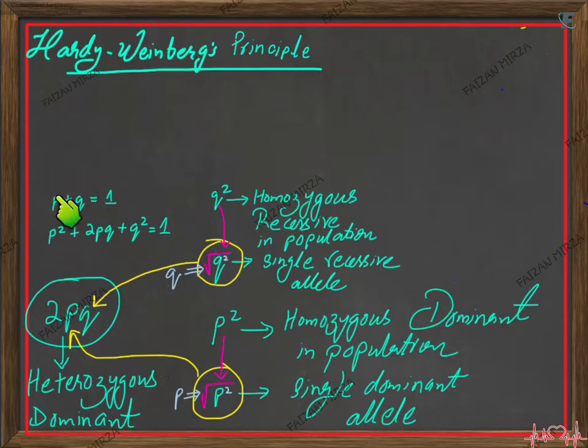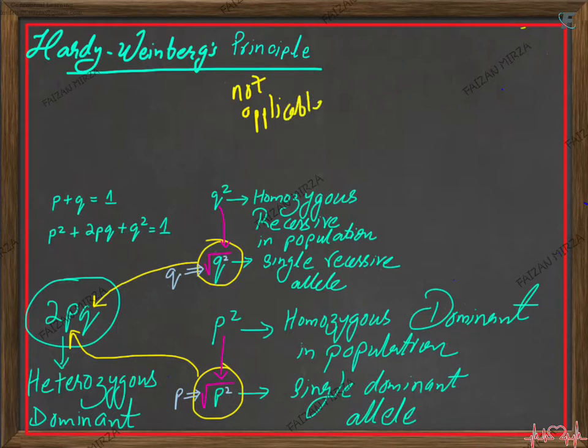We use two equations here: p plus q equals 1 and p square plus 2pq plus q square equals 1. What is q square? Q square represents the homozygous recessive in a given population, and the square root of that q square represents a single recessive allele. P square represents the homozygous dominant in a population, and the square root of that p square represents a single dominant allele. 2pq represents the heterozygous condition in the population. So we use these two equations to find out the frequency of a certain allele in a particular population.